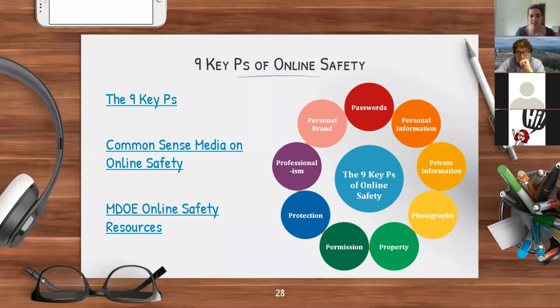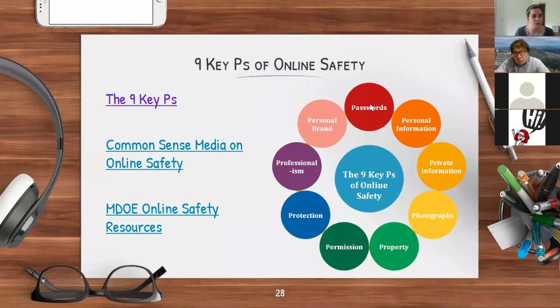So one of the ways that I like to frame online safety is by using the 9 key Ps. If you're not familiar with them, this link right here is an article that talks about what they all are, the top one here. And then I want to go through some of them, what they stand for, and how you might consider them moving forward.